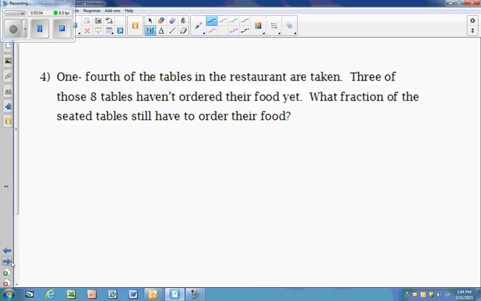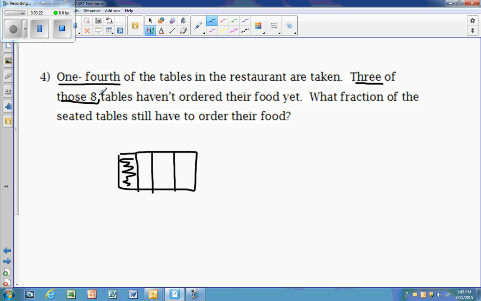Next one says 1/4 of the tables in a restaurant are taken. So we're going to draw our restaurant. We're going to split it into fourths because it says 1/4 of the tables in the restaurant are taken. So this is 1/4. It's all taken. It says 3 of those 8 tables, telling me that that 1/4 is equal to 8. There's 8 tables there. That's what 1/4 is. 3 of them haven't ordered their food.